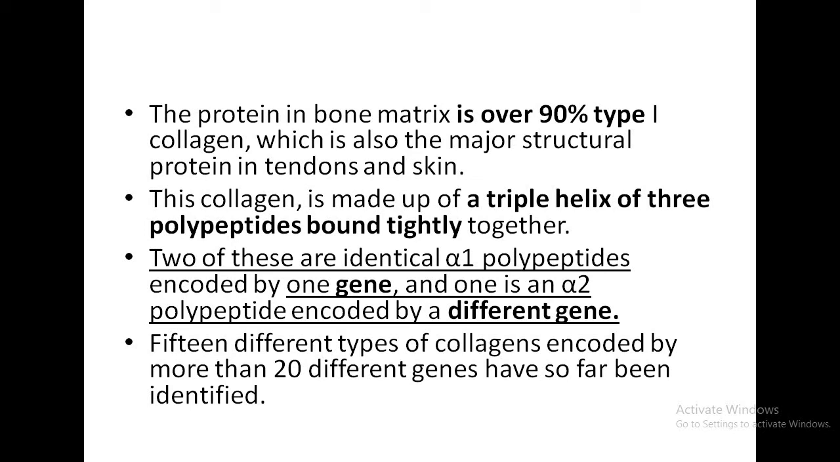So 90% of the protein is type 1 collagen. Its structure is a triple helix. It contains 3 polypeptides bound tightly together, 2 of them alpha 1 and another one alpha 2. The alpha 1 are encoded by the same gene, whereas the alpha 2 is encoded by a different gene.